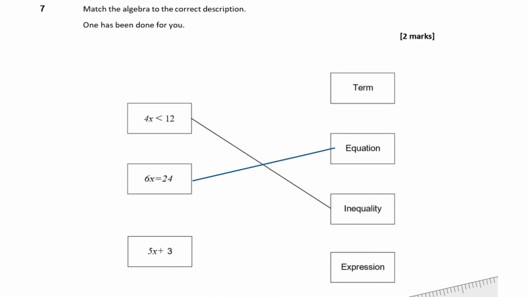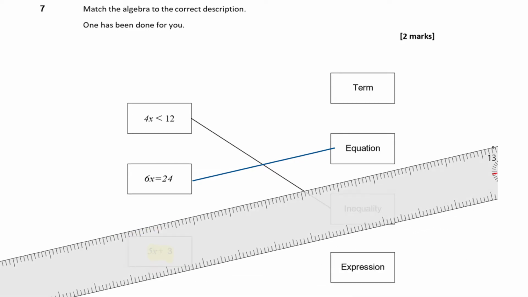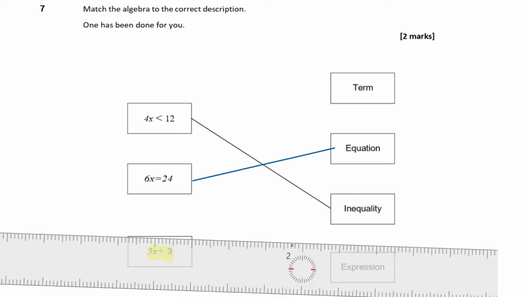And then I've got 5x plus 3, and I've got a term and an expression left. Now, one of those, like the 5x by itself, that would be a term. But when you've got more than one thing added together, then that is an expression. So those two go together.